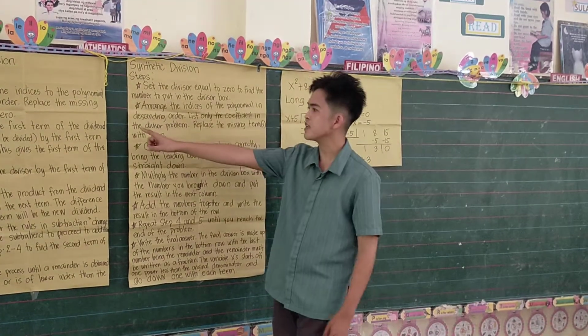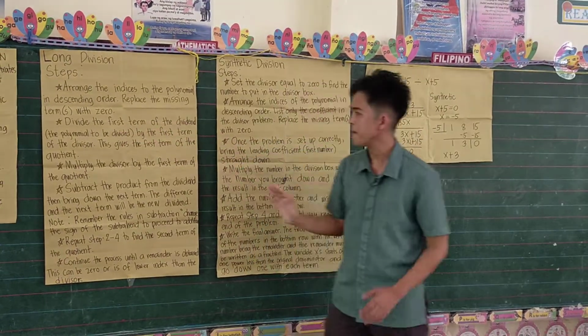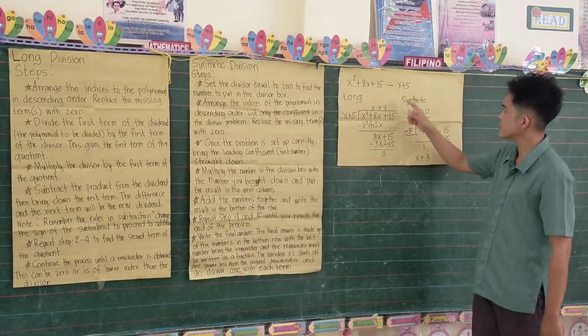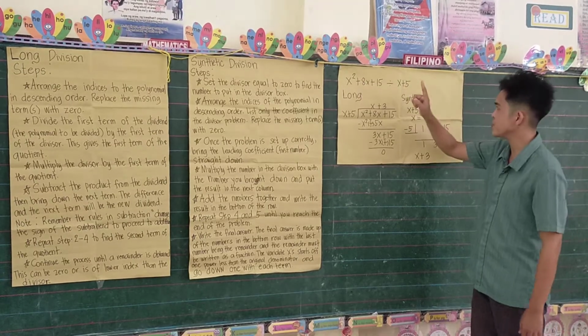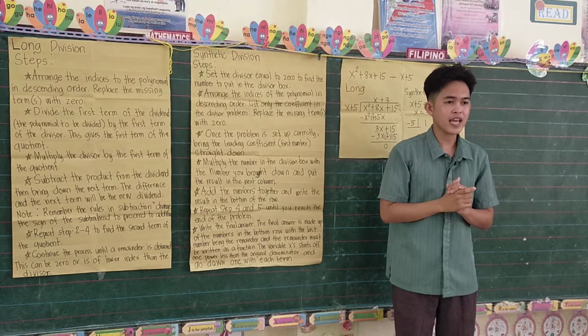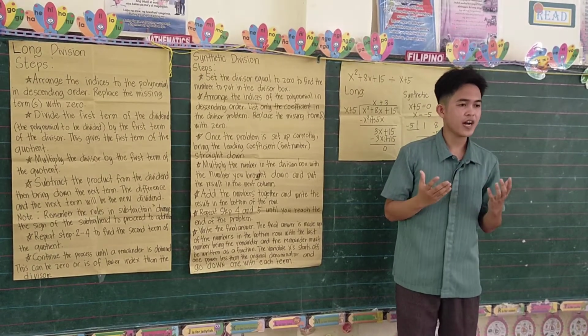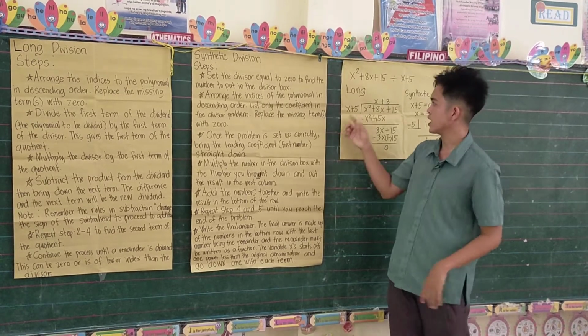So next is to divide the first term of the dividend by the first term of the divisor. So since this is your dividend, this is your divisor. So simple, long division is like when you divide a whole number. You just divide a number. Same process. Okay?